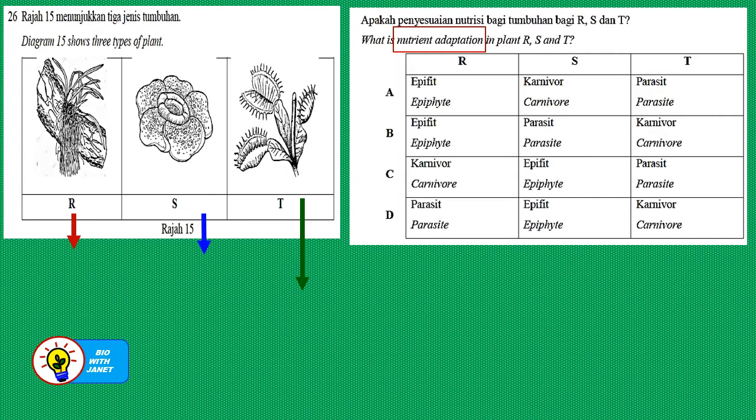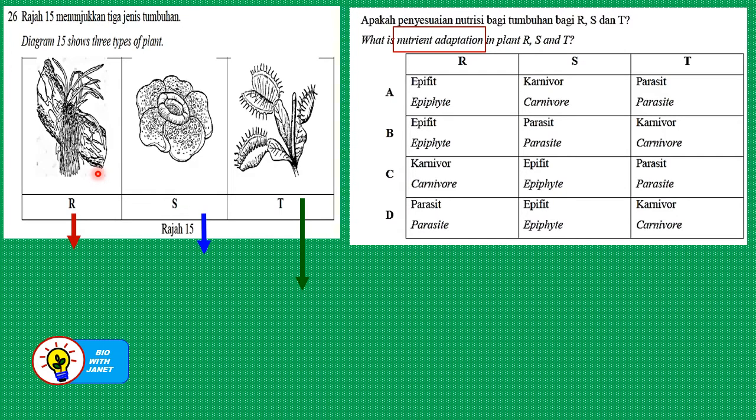Question 26. Diagram 15 shows 3 types of plants, R, S, and T. What is the nutrient adaptation in plant R, S, and T? Or what are the nutritional adaptations, the different ways in which they obtain nutrients, right, for plant R, S, and T. Okay, so identify these 3 plants first of all.